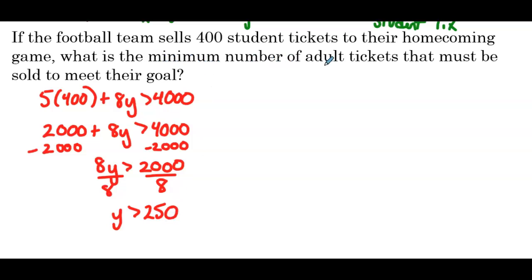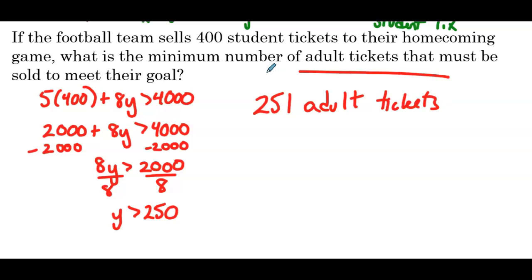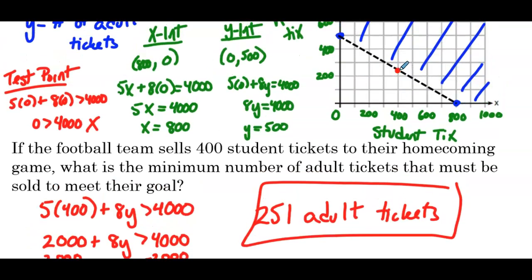So what is the minimum number of adult tickets that they have to sell? They have to sell 251 adult tickets. Now going back up to the graph, 250 is about where we thought this was at based on our scale, but just to be sure, it was good to do the algebra. One more example.